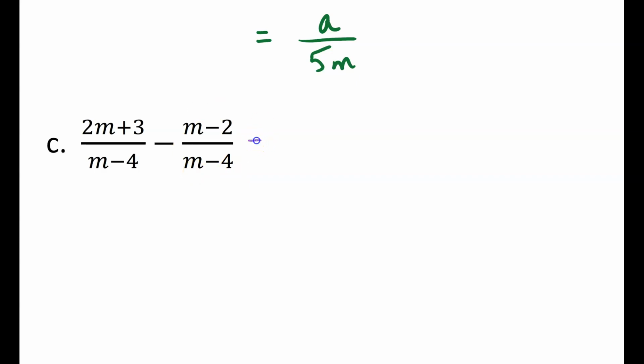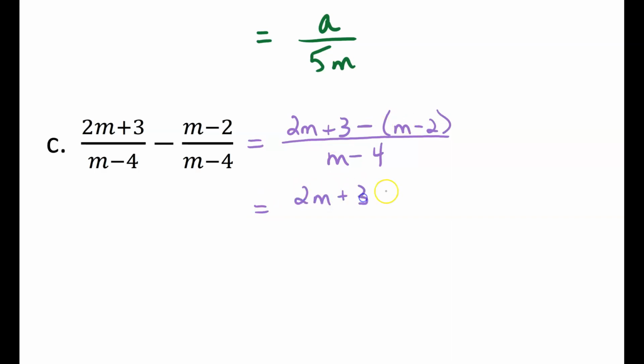So I'm going to go ahead and write it all together. The numerator, 2m plus 3 minus, but it's going to be minus m minus 2, that m minus 2 in parentheses. The denominator is m minus 4. And so now I just want to be careful to distribute the negative sign through. So we get 2m plus 3 minus m, and then what happens to the 2? It becomes plus 2, all over m minus 4.